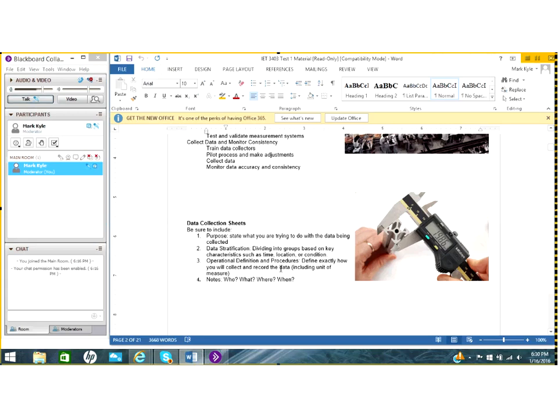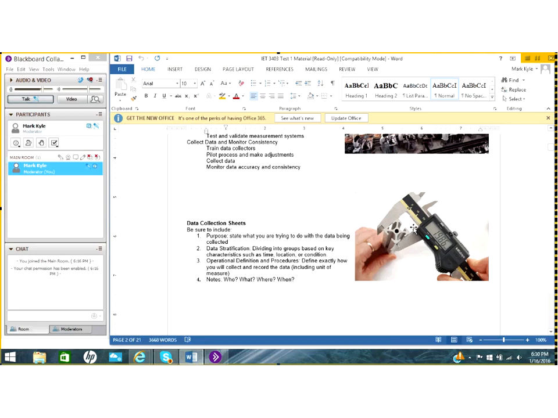You need to define exactly how you will collect and record the data, including the unit of measure that you're going to be using. For instance, if you were to look at this particular part here and how we are measuring the width of this part, would you measure it across this way, or would you measure it from this tip over to this tip? All right, so you could have your greatest outside dimension, or you could have your symmetrical outside dimension for this part. That's something you would need to clearly define in your operational definition, exactly how you do that.